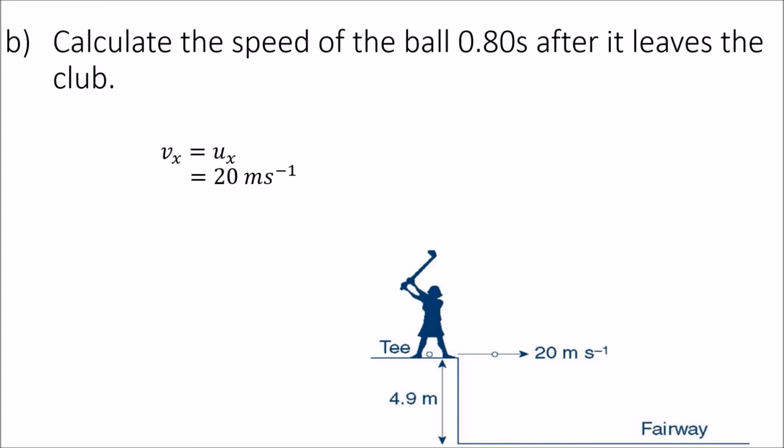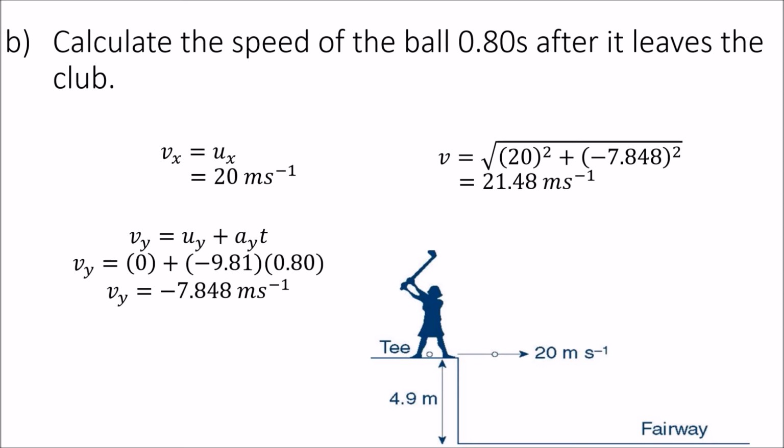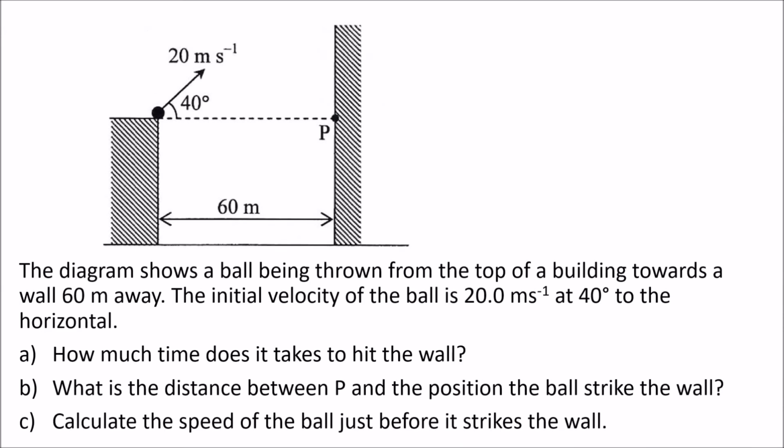To find the y component of the velocity, we'll be using the linear motion equation v equals u plus at. Substitute the information for the y component and you shall get your vy equal to negative 7.848 meters per second. With both the x and y components of v found, using the Pythagoras theorem, we will be able to find the speed of the ball, which is equal to 21.48 meters per second. Now we are done with question 2. Let's proceed to the last example question.